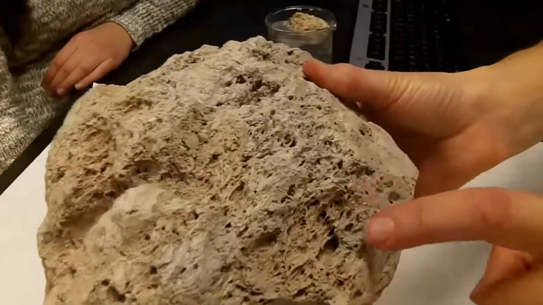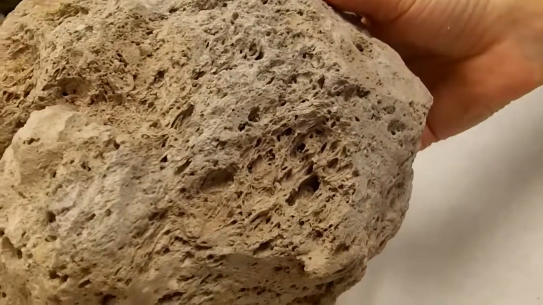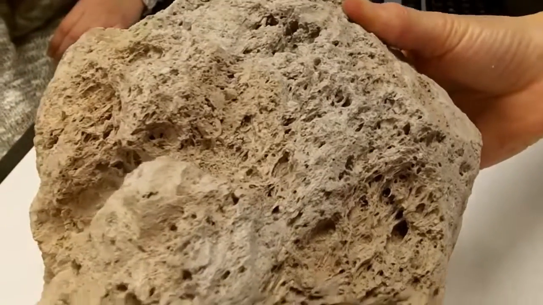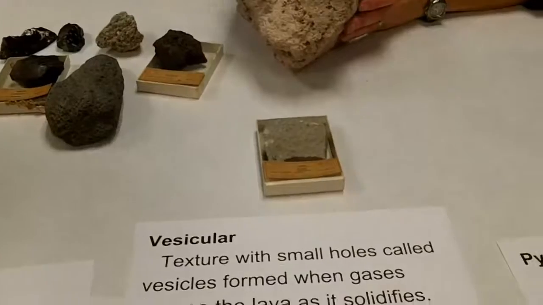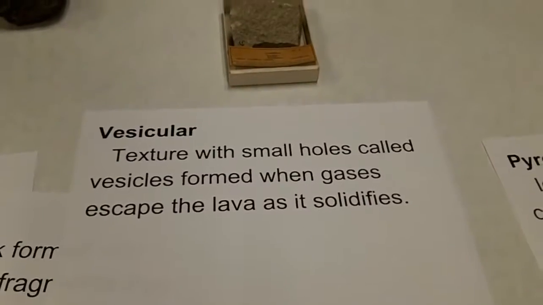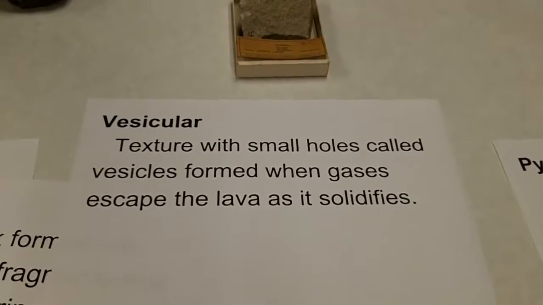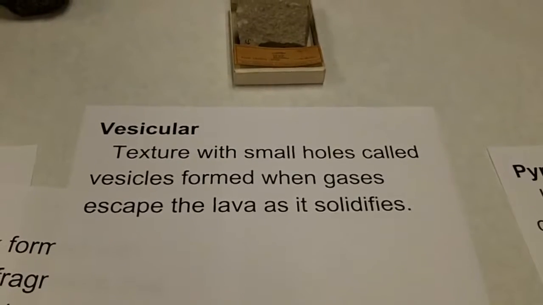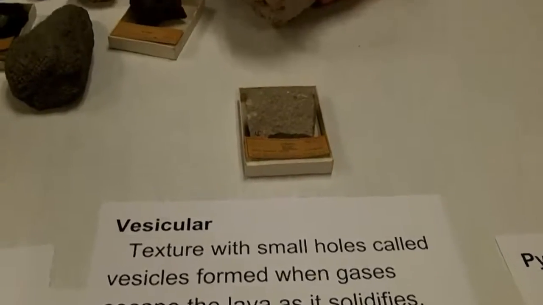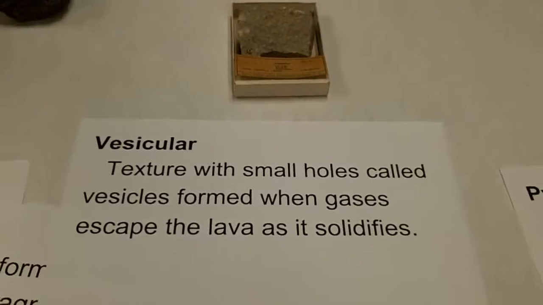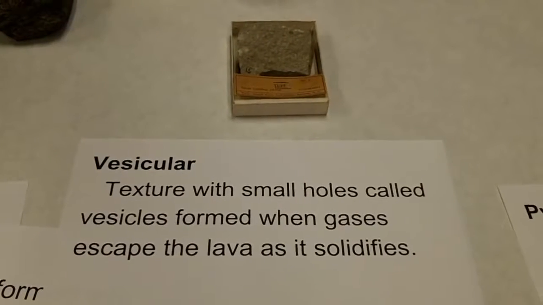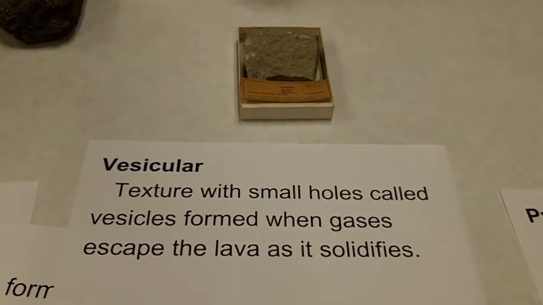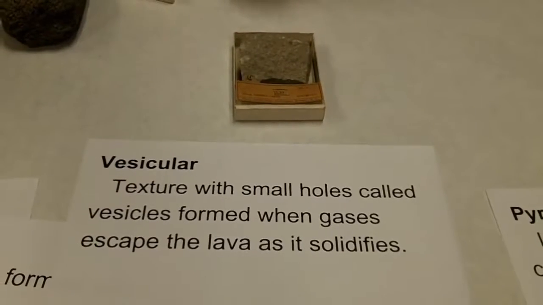Look at these bubble holes here. We have a special name for those bubble holes. So when we are talking about rocks that have bubble holes, these are all glassy texture, but they also have bubble holes that we call vesicles. So these are glassy and vesicular. So vesicular is the texture with small holes that are called vesicles that are formed when the gases escape the lava as it solidifies. Okay?